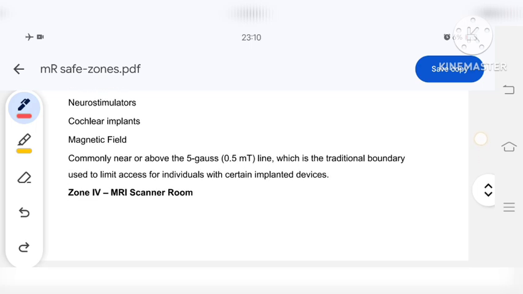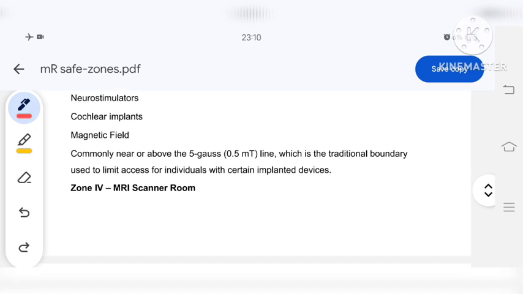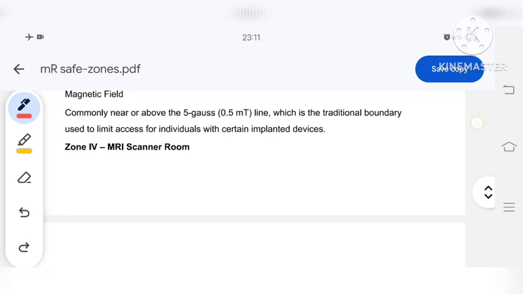Magnetic field for this zone is commonly near or above the 5 Gauss, 0.5 millitesla line, which is the traditional boundary used to limit access for individuals with certain implanted devices.